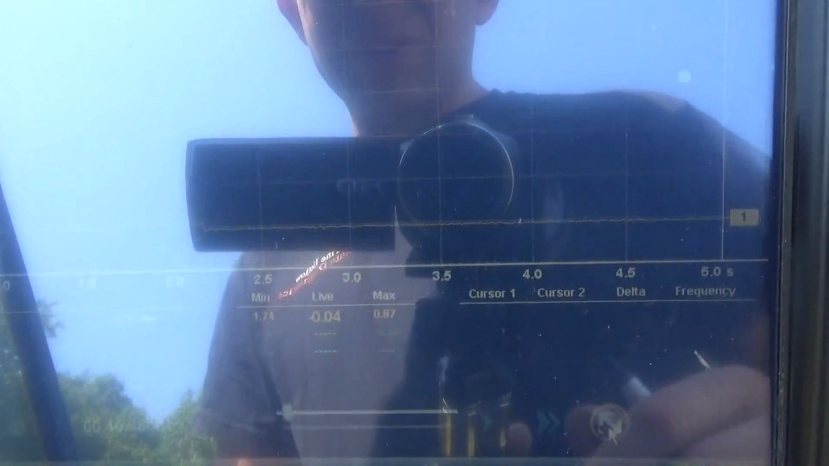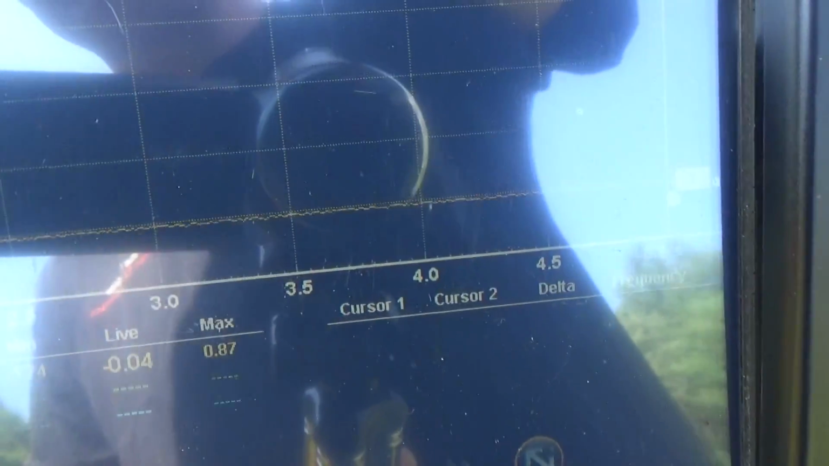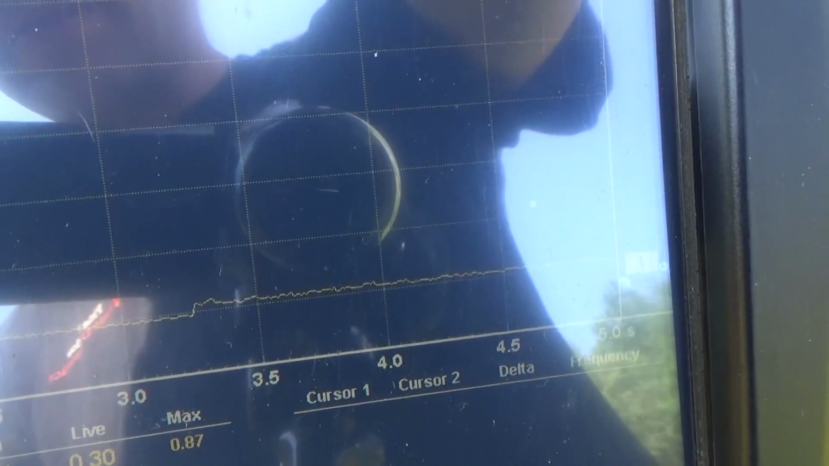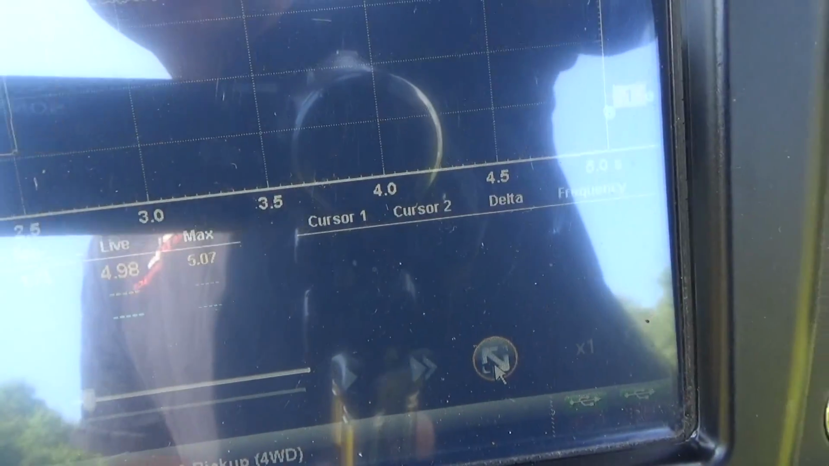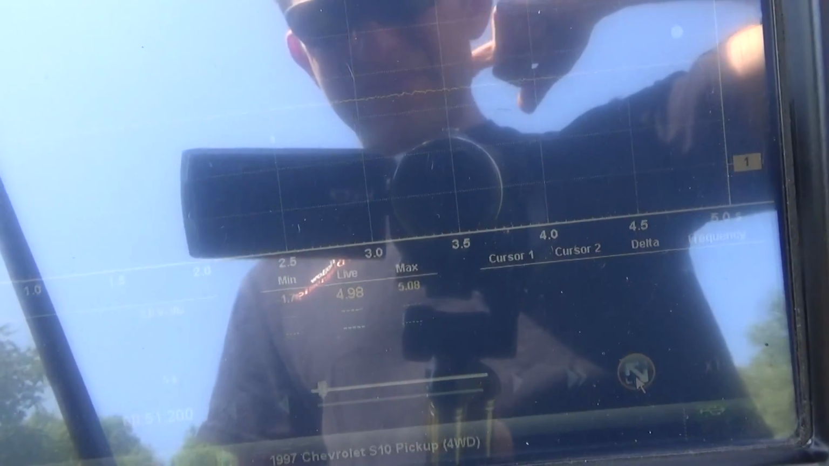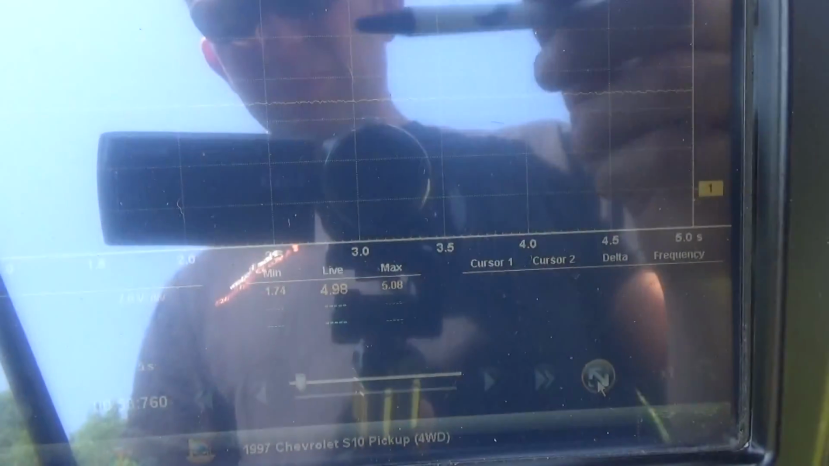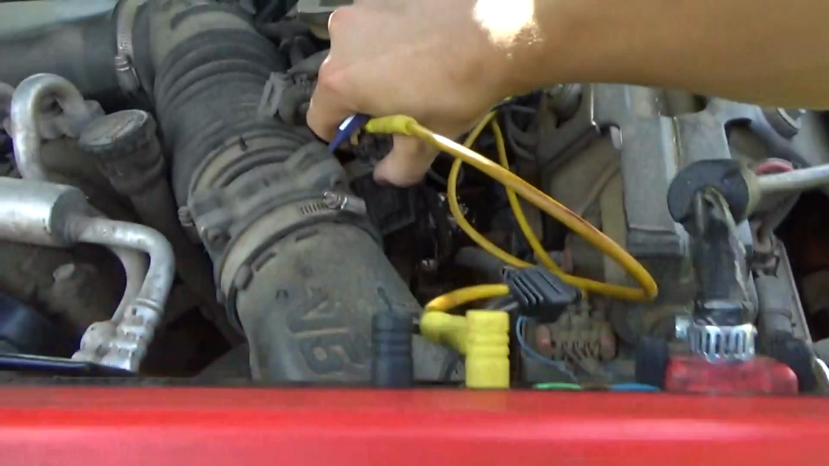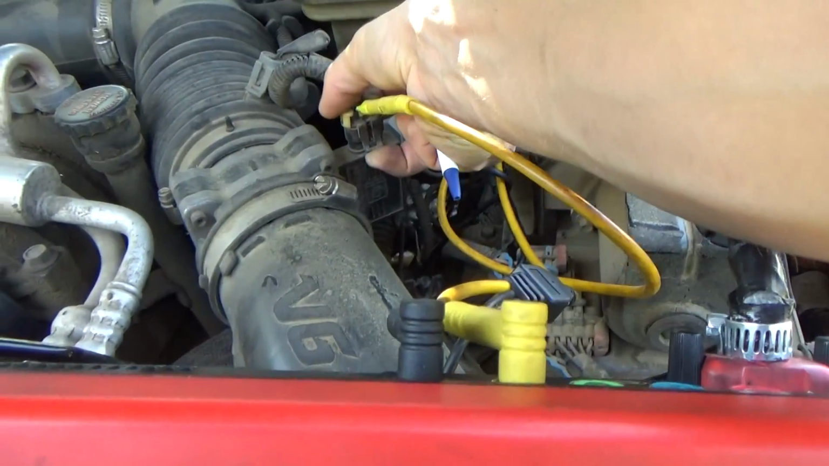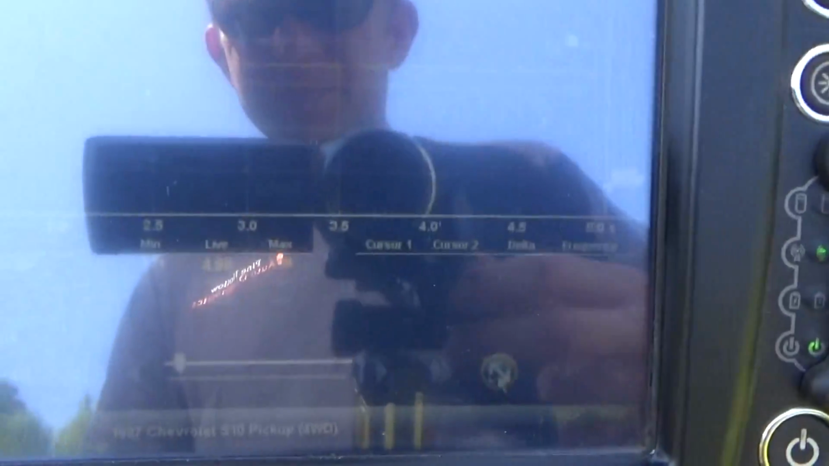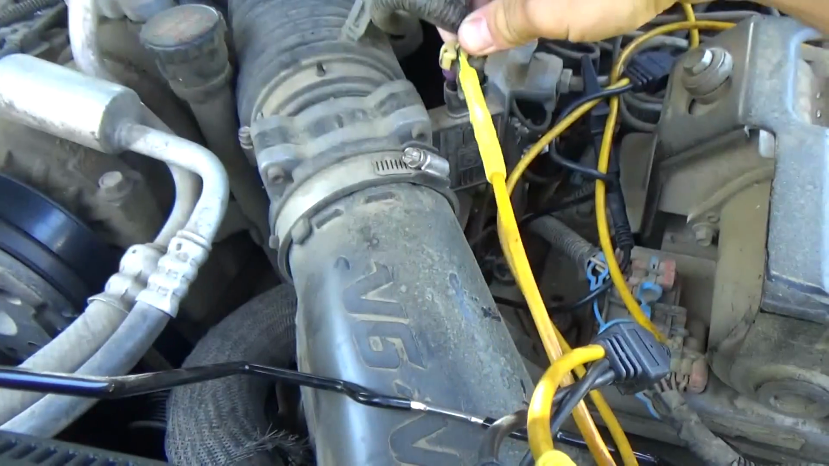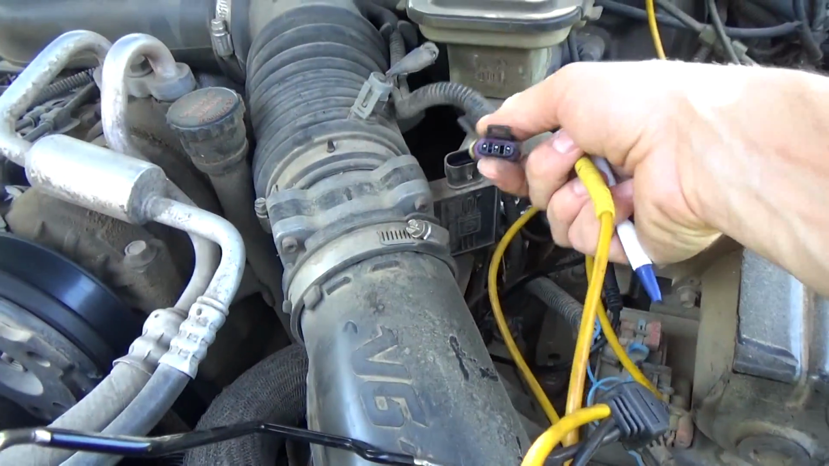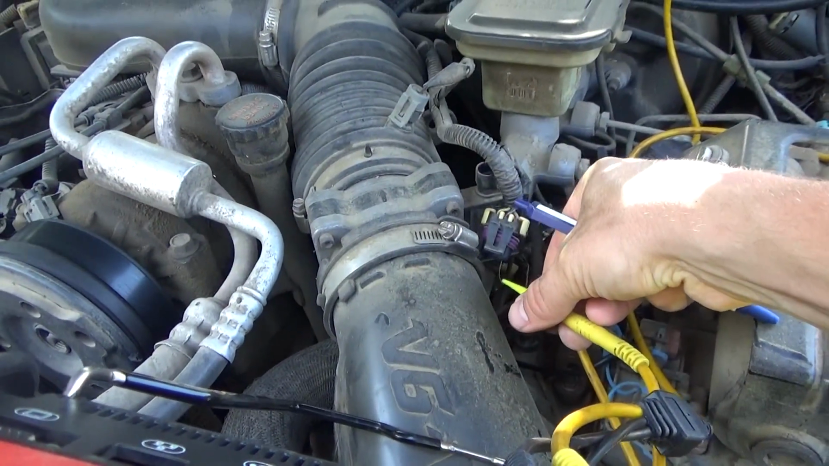There's your ground voltage. Do a little shake test. 0.04. And our signal. So that's 5 volts. So it's a pull down design. We unplug this guy. That should stay at 5 volts. Right there. So the computer is sending 5 volts to the mass airflow sensor, and that's going to pulse it to ground. However, I think we are missing an ignition feed right here.